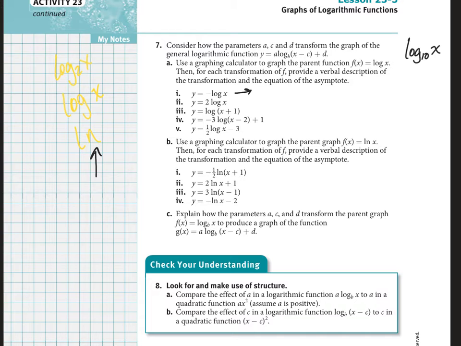Okay, so this is a log base 10, so it's going to be a different shape than the log base 2, which will lie closer to the x-axis because it grows at a much faster rate. But that's not what we're talking about here. What we're worried about here is the transformation. On our A, what we have here is the change in the A value, but it's a negative sign, so this is going to be a vertical reflection.